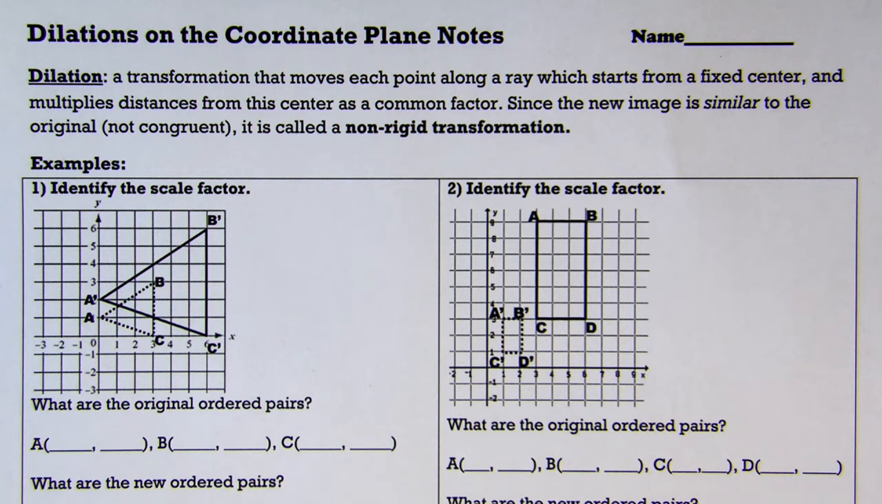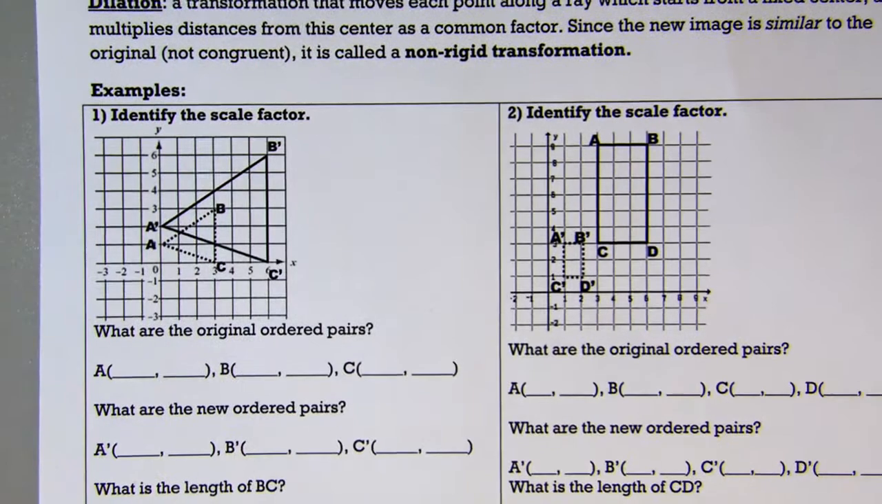Since the new image is similar to the original, but not congruent, it is called a non-rigid transformation. Because we're not making the shapes congruent anymore, they're similar, we're going to have some different sizes with the dilation. They're going to be moving by a scale factor. So they're either going to decrease or increase in size. Let's go ahead and start with our first example.